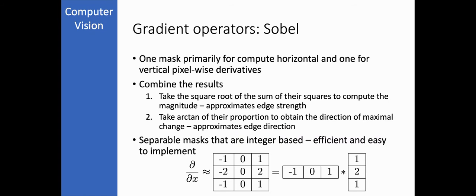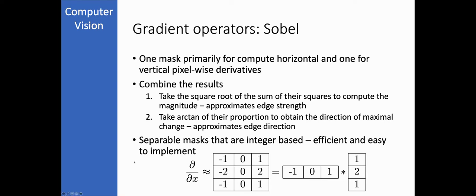So in these cases, one mask primarily computes the derivative in the horizontal and the other in the vertical direction. And again, to find the gradient magnitude, I simply combine the results, taking the square root of the sum of their squares at every pixel, and that will give me an approximation to the edge strength in a sense. And I can also take the arctangent of their proportions to find the direction of the maximal change.